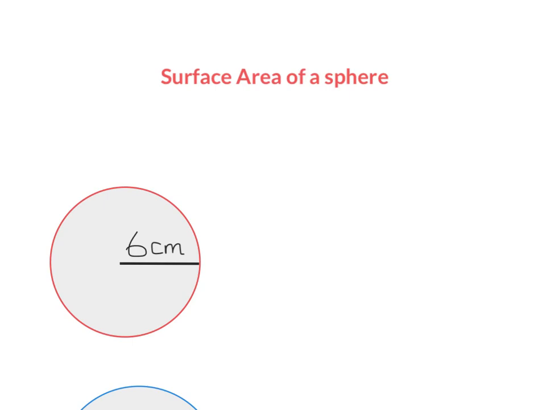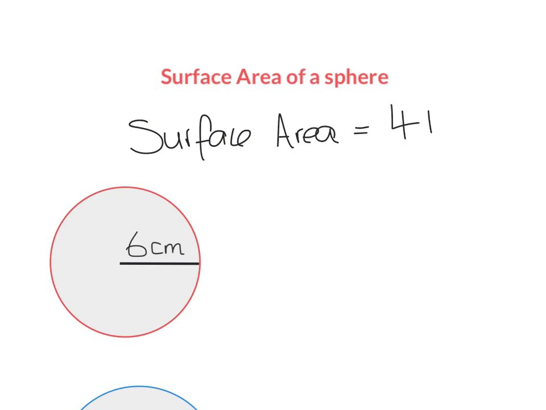Okay, today we are going to be doing surface area of a sphere. This is actually a fairly nice one. The surface area is simply 4 pi r squared, and that's given to you, so you don't even have to remember it.